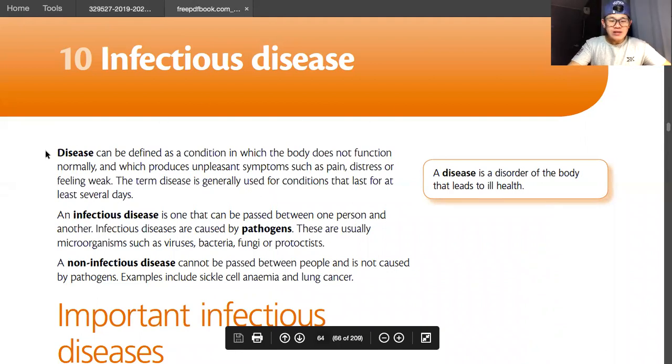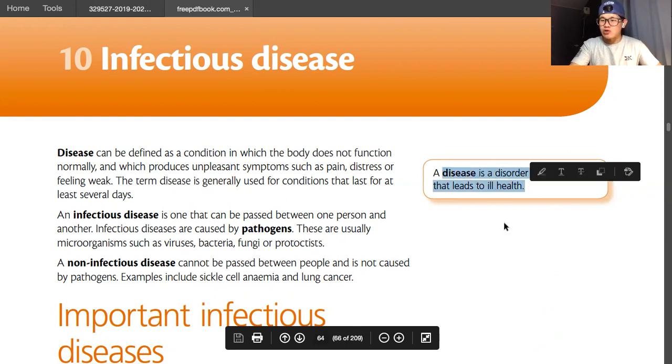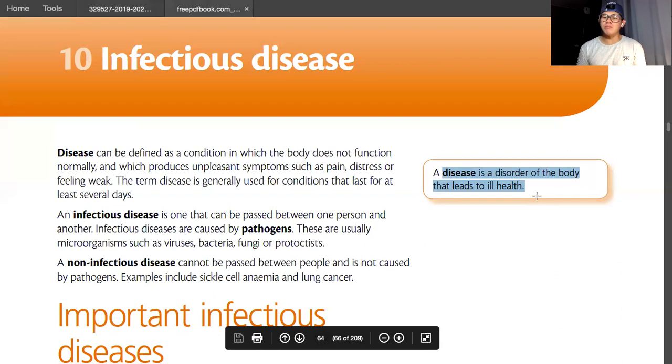So firstly, we need to know the definition of a disease, okay? So this is the definition that is being given, right? If you just take note as we go through. So what is a disease? A disease is a disorder of the body that leads to ill health. So anything that is beyond the normal functions of the body, which causes some form of pain, some form of distress, or some kind of discomfort, right?